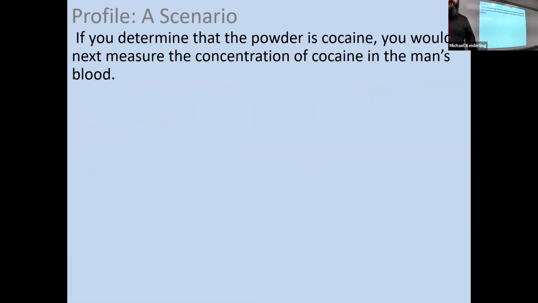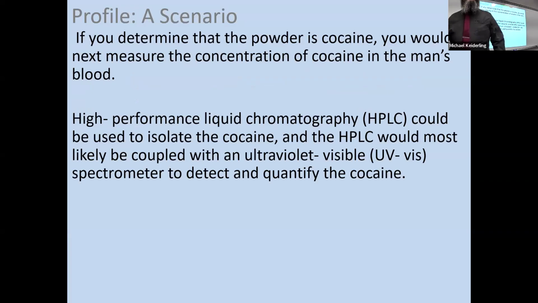If you determine the powder is cocaine, you next want to measure the concentration of cocaine in the man's blood. To do that, you need to separate the rest of the stuff in the blood out from the cocaine. So you'd use some sort of chromatography technique. In this case, probably high performance liquid chromatography, which could be used to isolate the cocaine, and it would most likely be coupled with a UV visible spectrometer to detect and quantify the material you're looking at.